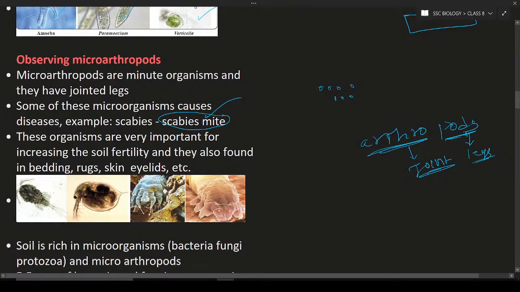These organisms are very important in increasing soil fertility. Not all arthropods are dangerous, only some are harmful, the remaining are not. They increase the soil fertility, and they are also found in the bedding, rug, skin, eyelids, etc. This organism is present on your eyelids also. This is known as the eyelash mite. So in your bed, in your rug, on your skin, most of these microorganisms are present.